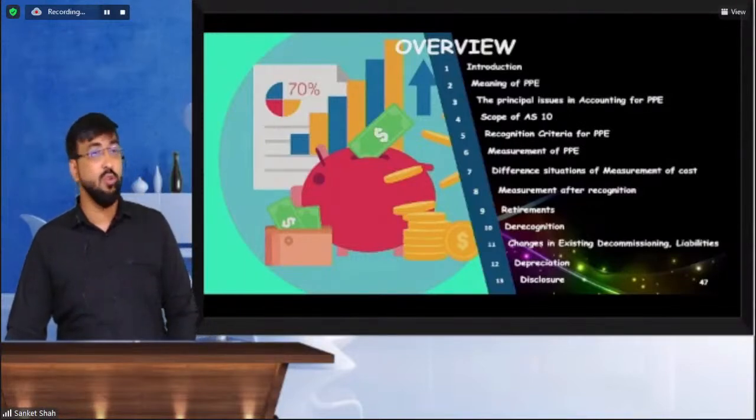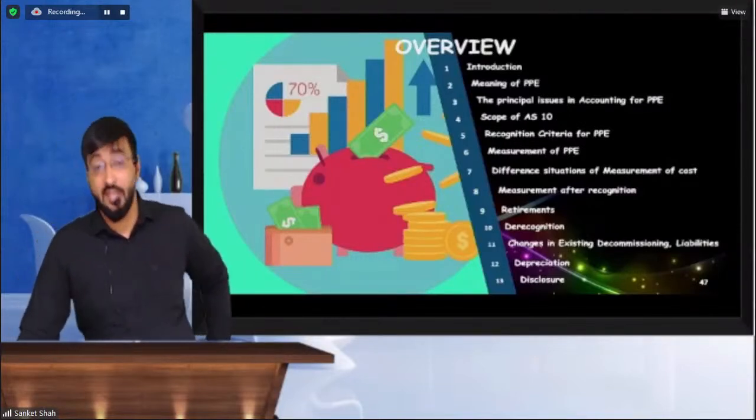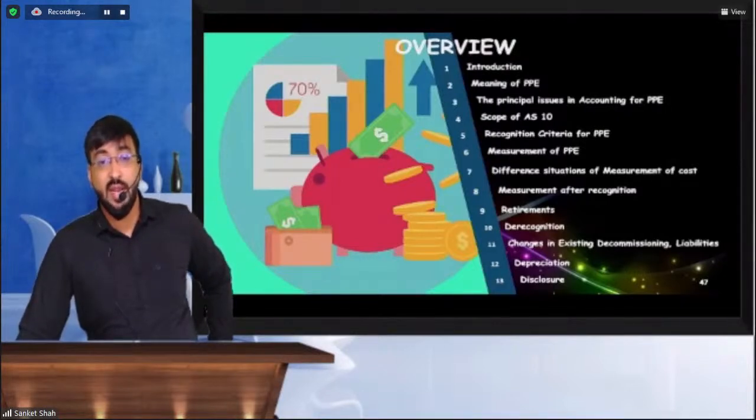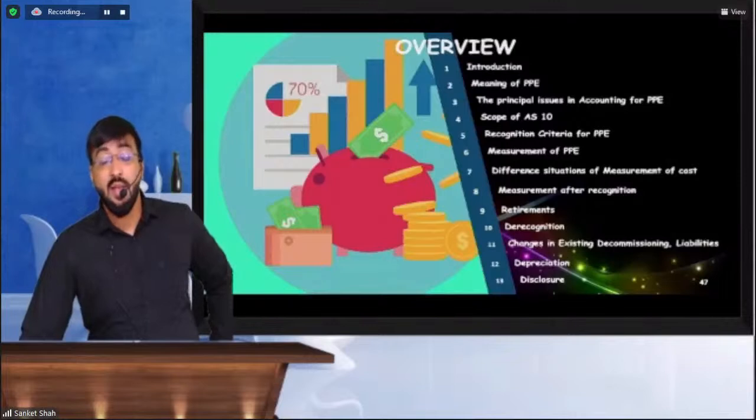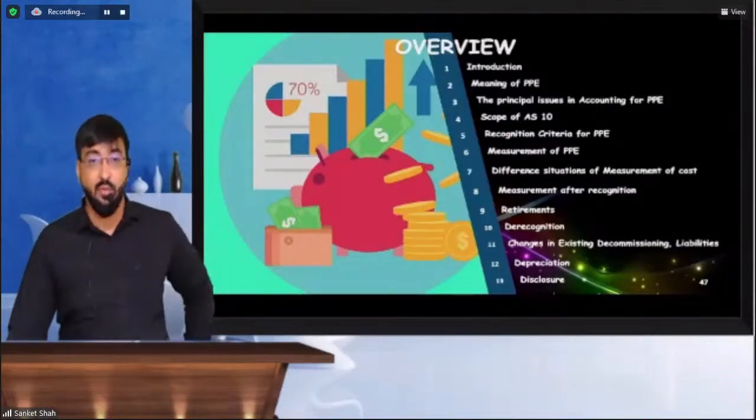Fixed assets include tangible and intangible assets, but intangible assets are covered under Accounting Standard 26 and Accounting Standard 10. Now it consists of only tangible assets, and the term is property, plant and equipment, in line with Ind AS 16 and IAS 16 at the international level.